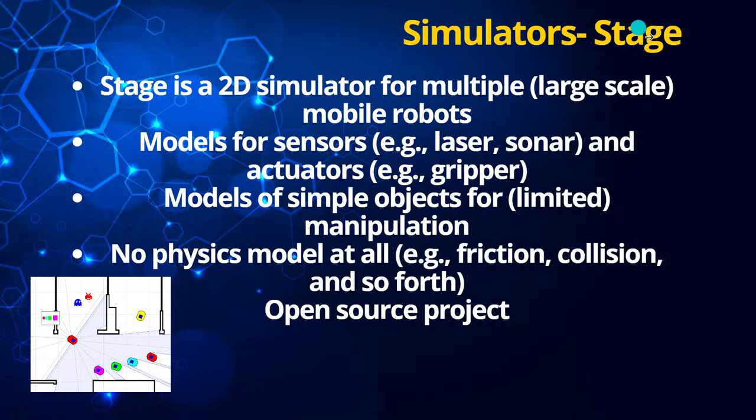Stage is a 2D simulator where you can create your own autonomous robots and test them without any hardware. Stage is a simulator for multiple large scale mobile robots, mostly used in autonomous navigation, with models for sensors like laser and sonar, actuators, and grippers. It has models of simple objects for limited manipulators.